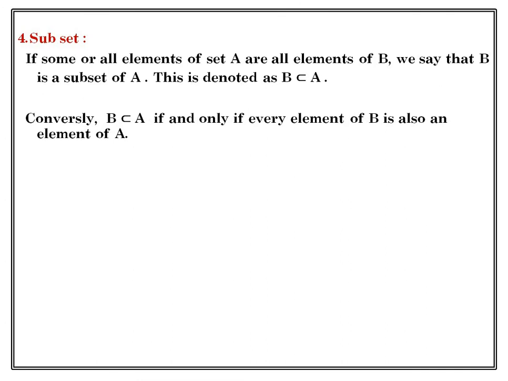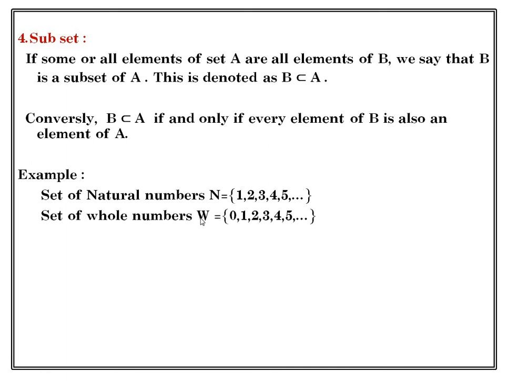Now conversely, B is a subset of A if and only if every element of B is also an element of A. Example: the set of natural numbers N = {1, 2, 3, 4, 5, ...} and the set of whole numbers W = {0, 1, 2, 3, 4, 5, ...}.